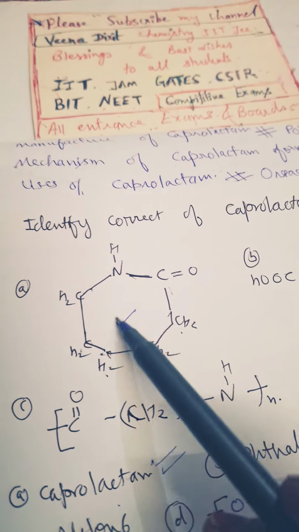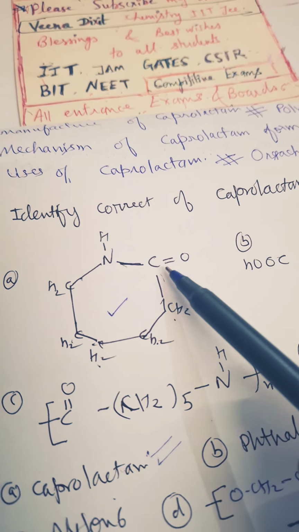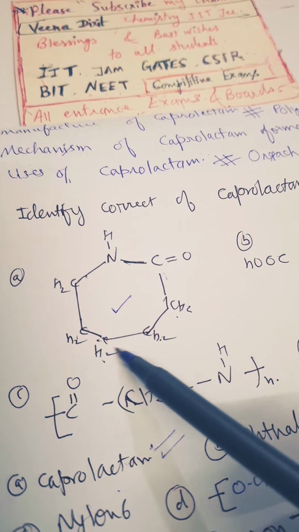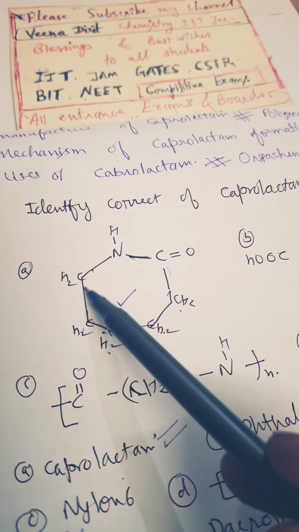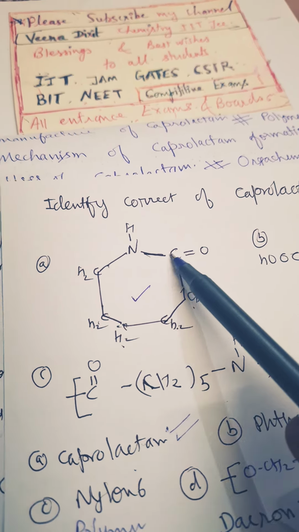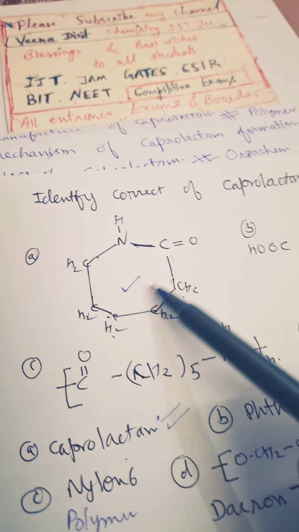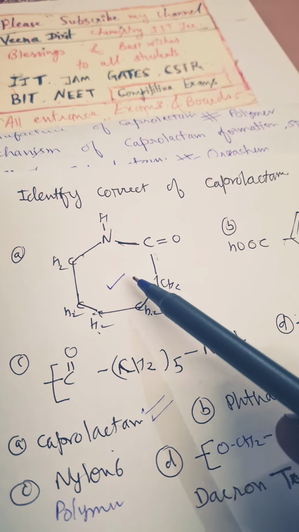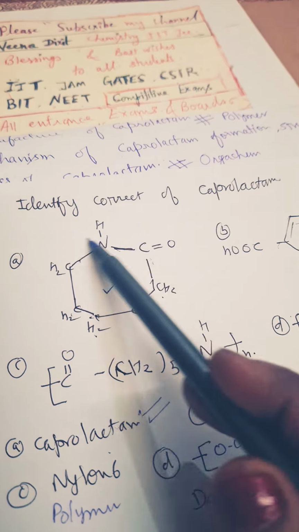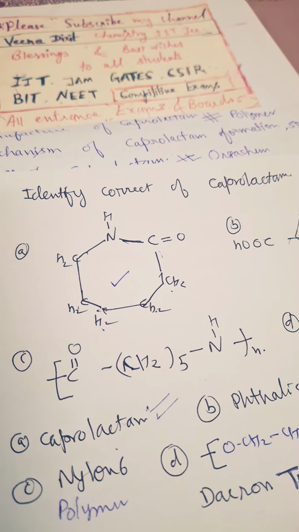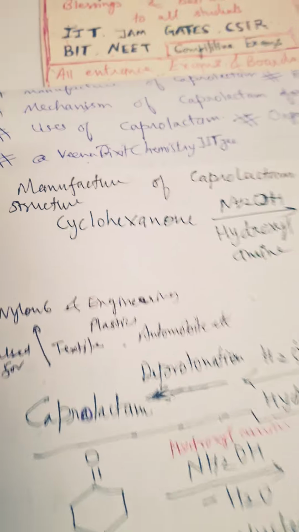Here I told you about the structure of this caprolactam. A 7-member ring is there. See here, CH2, CH2, CH2, CH2, CH2. How many times? 1, 2, 3, 4, 5 times CH2 and 1 CO. So this is a cyclic amide of caproic acid. Cyclic amide, the CONH linkage is called cyclic amide. Cyclic amide of caproic acid.